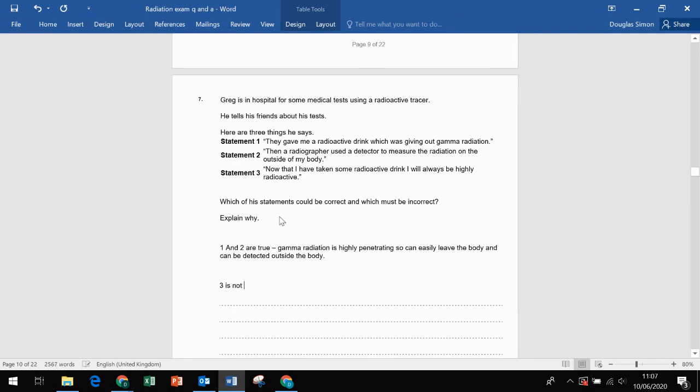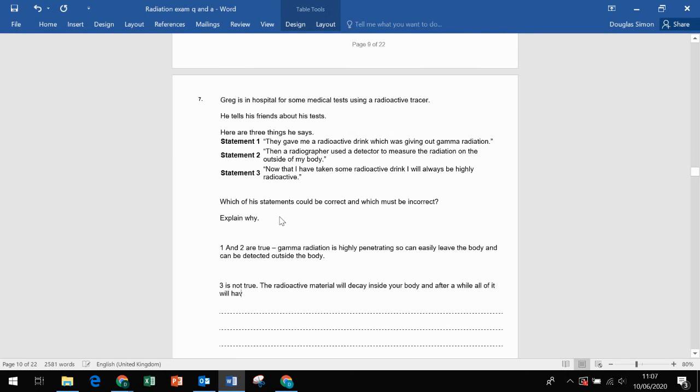3 is not true. The radioactive material will decay inside your body, and after a while all of it will have decayed. And obviously if you're drinking some radiation, they'll pick something that has a short half-life, so it decays quite quickly.